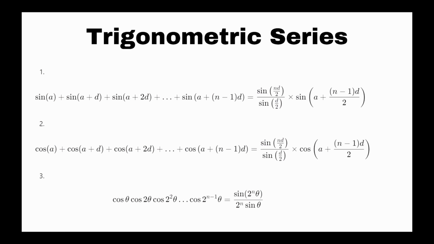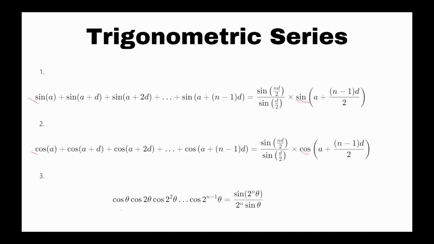Now let's talk about trigonometric series. If any trigonometric function has been given to you in a series format, either sine of a plus sine of a plus d, sine of a plus 2d, or cos of a plus d, cos of a plus 2d, in either of these two formats, then simply you can write down your answer as sine of nd by 2, sine of d by 2 into sine of a plus n minus 1 d by 2. So the only difference in these two answers is that when you have a cos series, you would have a cos function, and in your sine series, you're going to have a sine function.